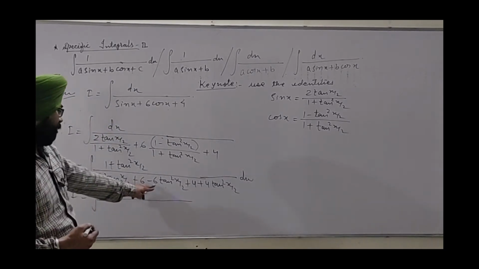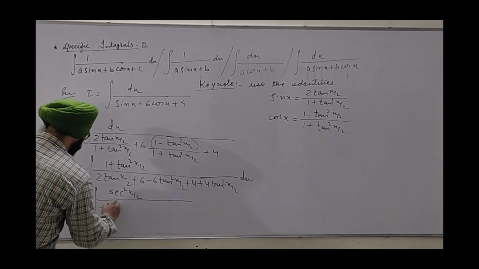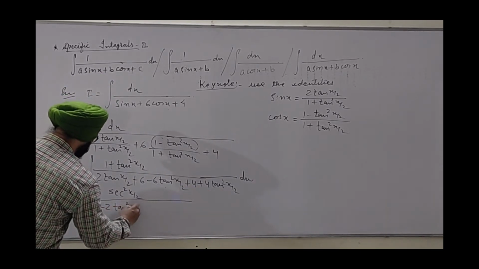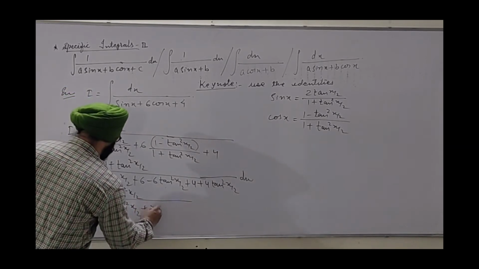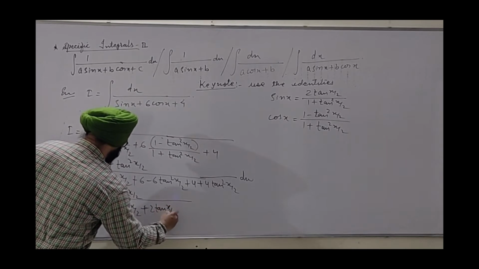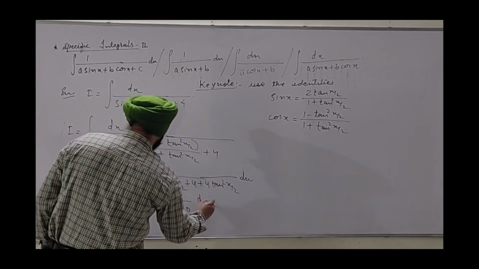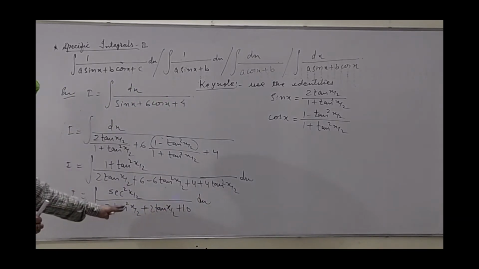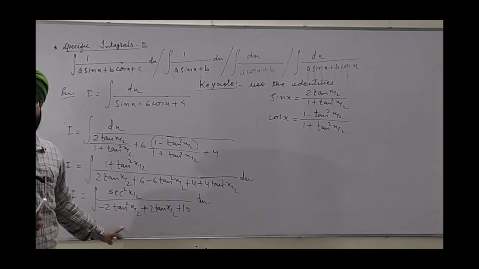Simplify the like terms. Minus 6 tan square x by 2, 4 tan square x by 2, minus 2 tan square x by 2, 2 tan x by 2 after this, and 6 plus 4, you can see it's 10. Now we have three terms in the denominator. Either it's a constant or the function is tan x by 2 remaining.